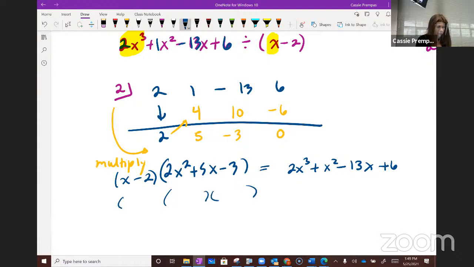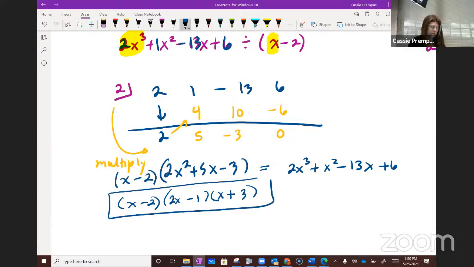Yeah, factor it down. So the last term's negative, so I know I'm going to have different signs. 2x times x gives me 2x squared. And I'm actually going to have to make the 3 positive and the 1 negative. And then it adds up to that 5x. So my function fully factored looks like that. X minus 2 times 2x minus 1 times x plus 3.